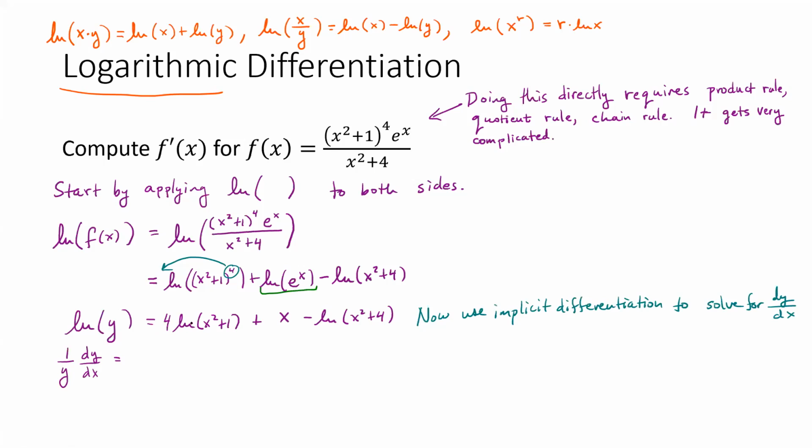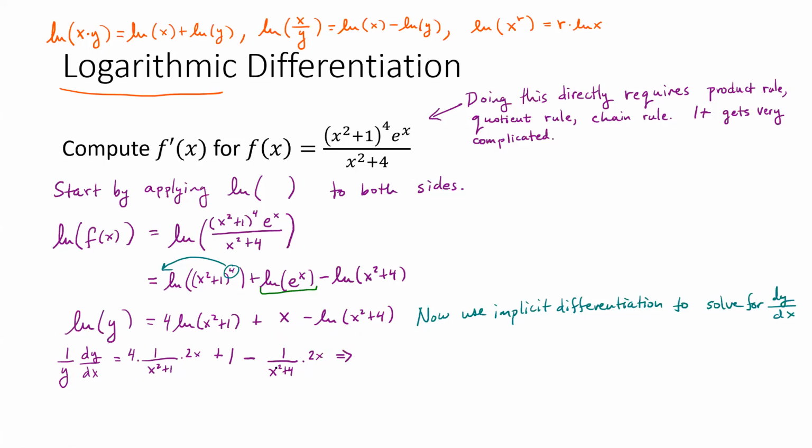Here we've got the derivative of ln of x squared plus 1, so I'll have 4 times 1 over x squared plus 1 times the derivative of x squared plus 1, which is 2x, plus the derivative of x, which is 1. And here, minus 1 over x squared plus 4 times the derivative of x squared plus 4, so times 2x. Notice here I didn't have to use the product or quotient rule anywhere. So it actually made it very simple.